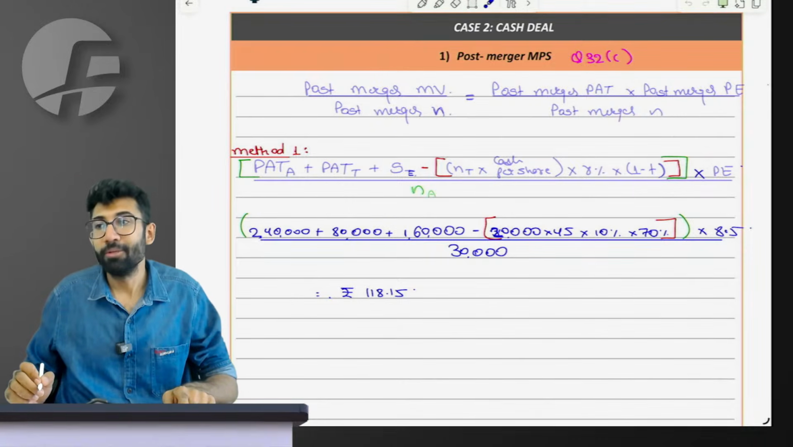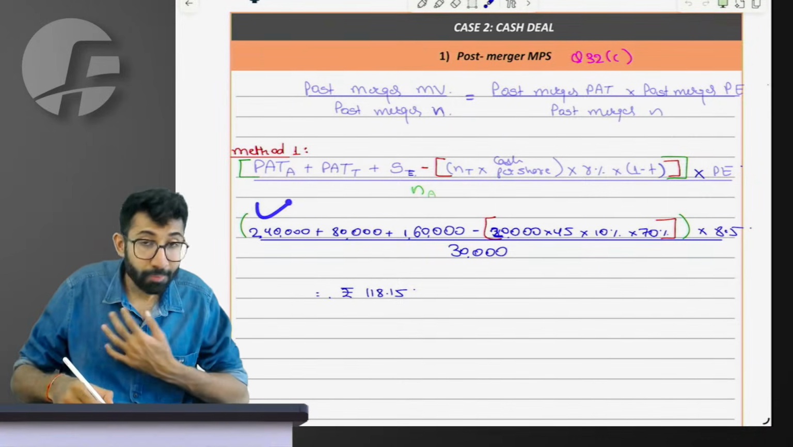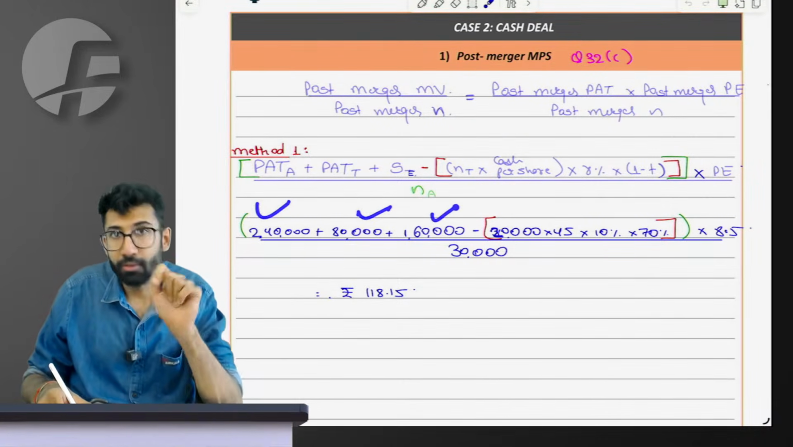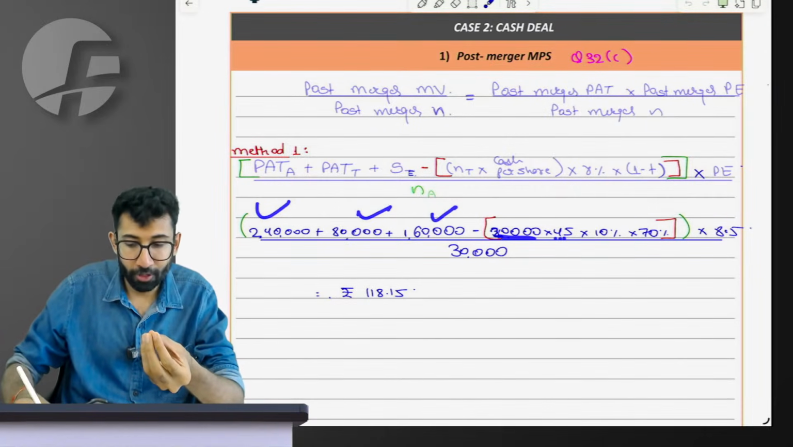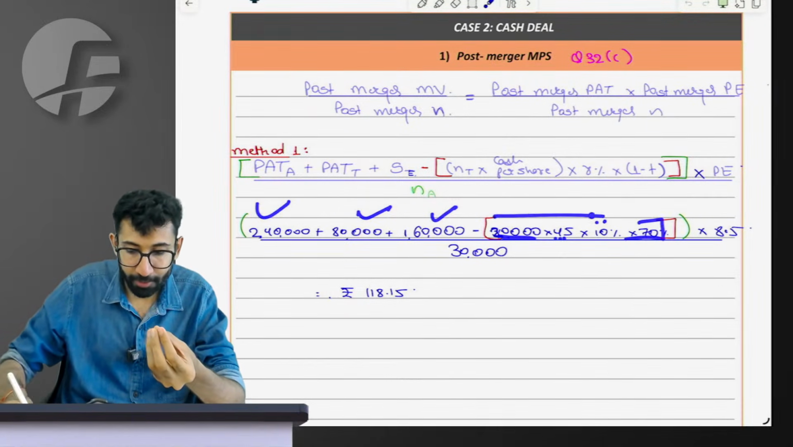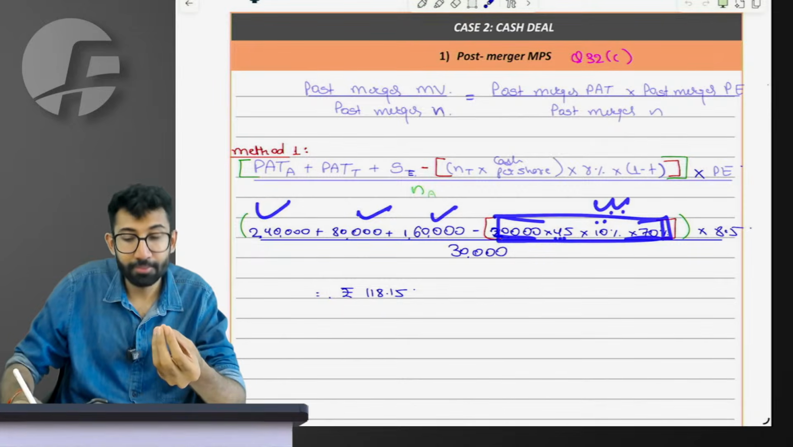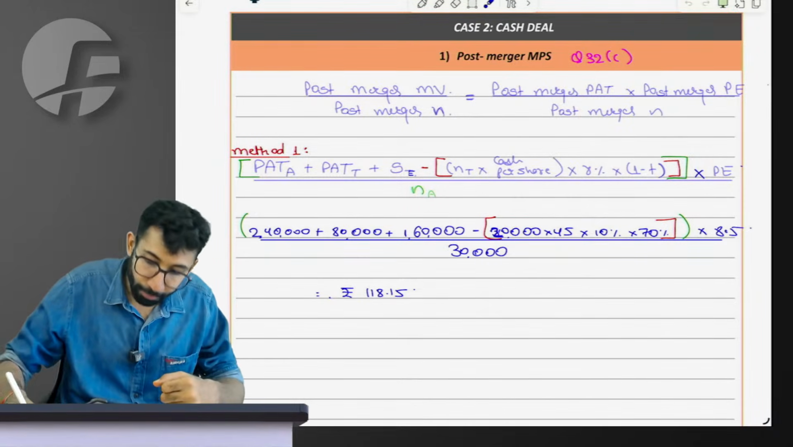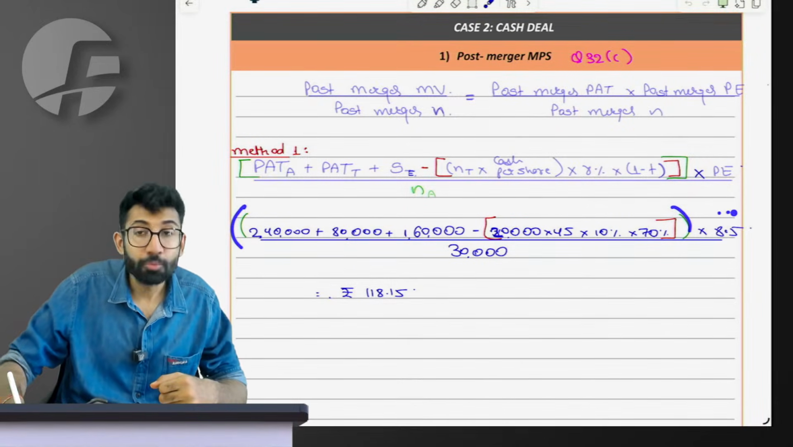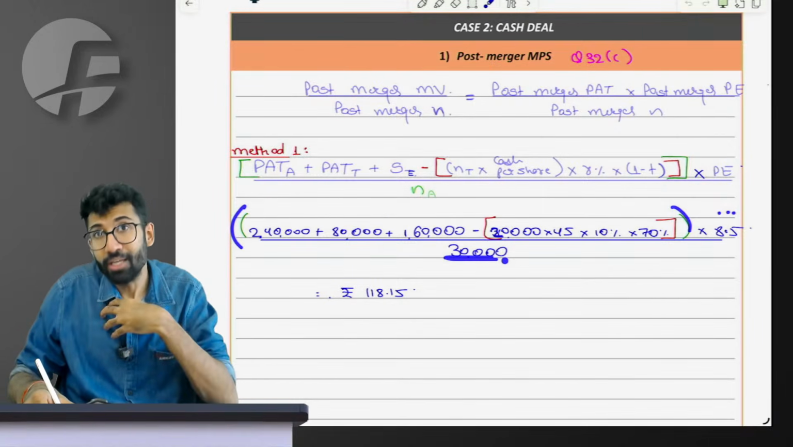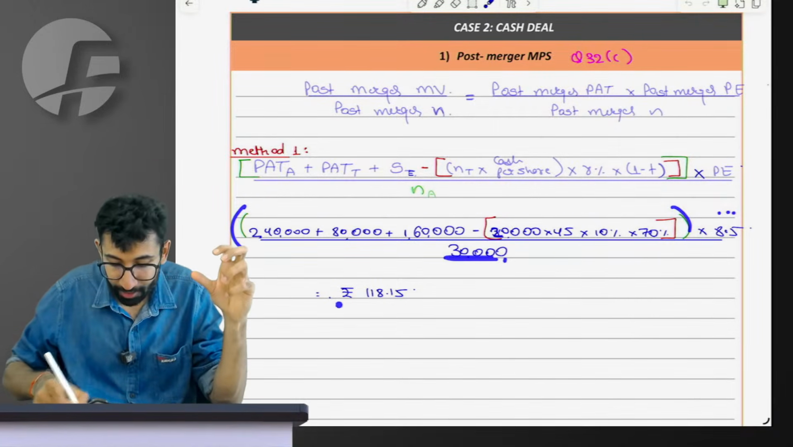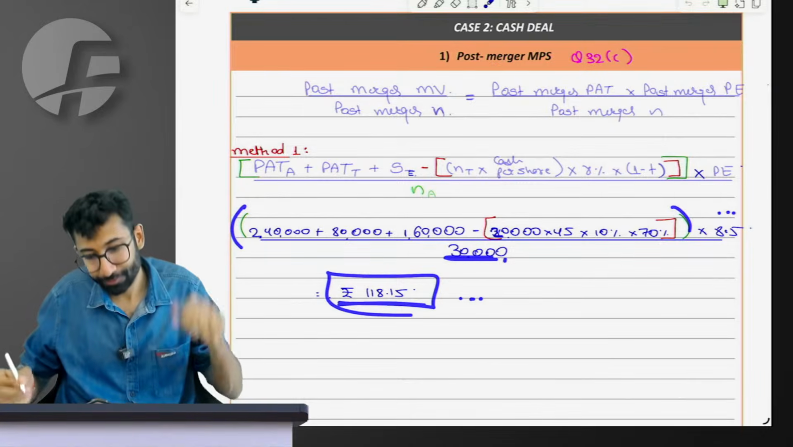Settled. So now let's put in the numbers. My PAT 240, your PAT 80, synergy impact 160. On your 20 shares, when I pay you 45 rupees of cash at the rate of 10% and 70%, this is the net interest cost which my income statement will have to bear. The whole PAT multiplied by 8.5 gives the post-merger market value, divided by only my number of shares, gives the post-merger MPS, which is 118.15.